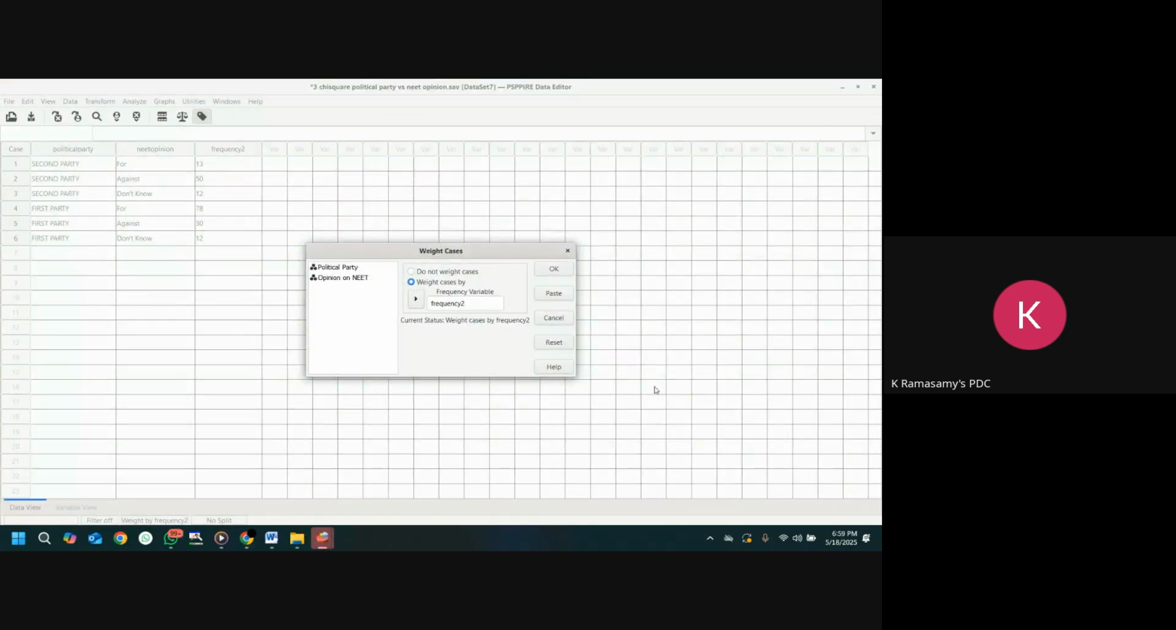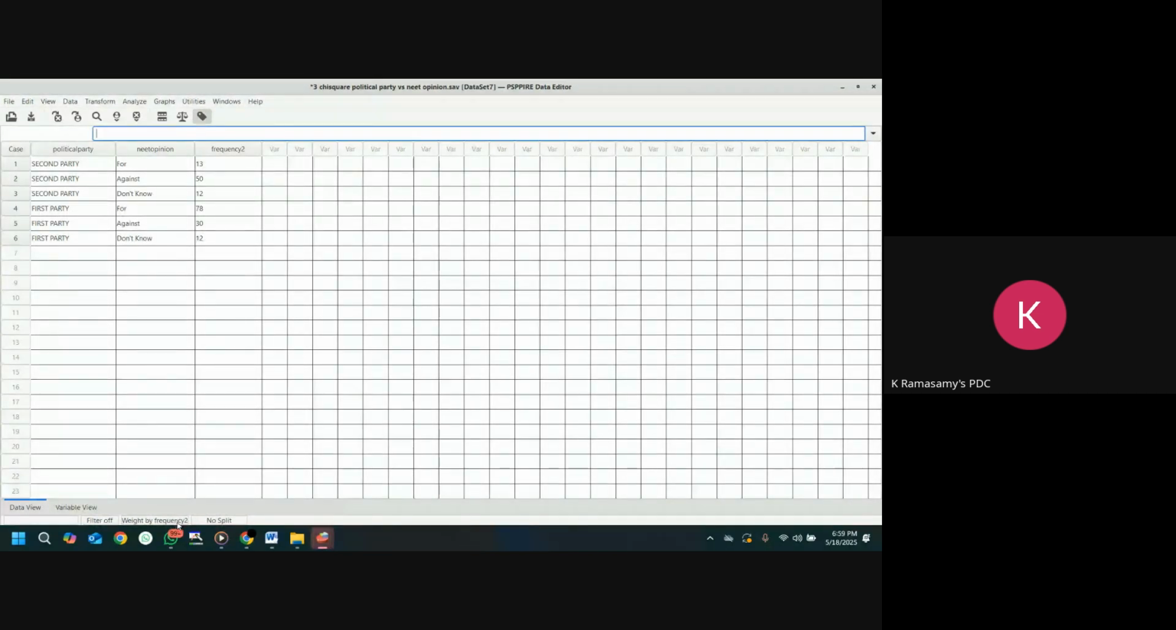Here, instead of individual answers, I am having something called frequency. It is a frequency-based chi-square calculation. Now, I have to decide what is a variable to be weighted upon. What is the variable? Frequency 2. Just go to data. In data, weight cases. In weight cases, it is already taken up. Frequency 2. Good. Say OK. Now, you can see here weight by frequency 2. Now, I have given proper weightage.